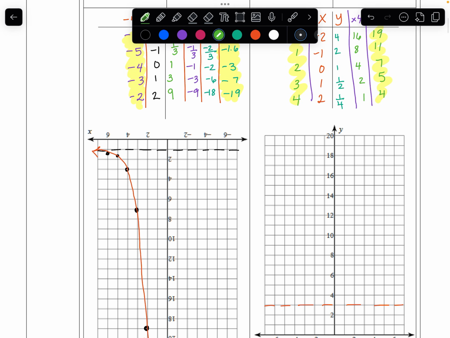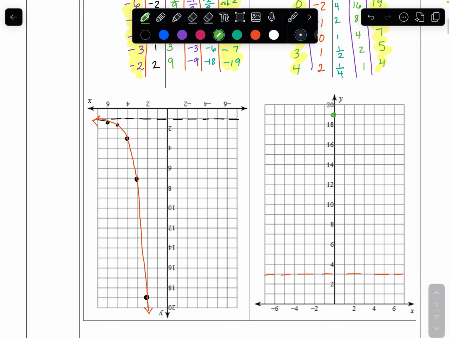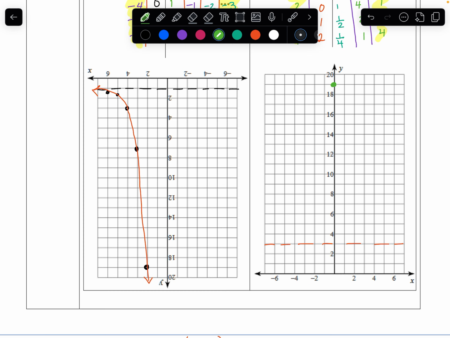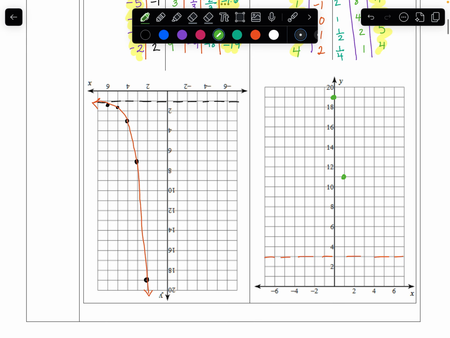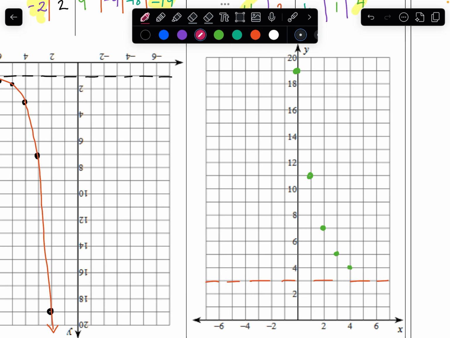And so we're lucky on this one, our y-intercept is identified. 0, 19. Then we have 1, 11. What else? 2, 7. So right here. 3, 5. And then 4, 4. This is why I like that asymptote, because it's going to help us when we connect our points, that our arrow should be approaching that asymptote.